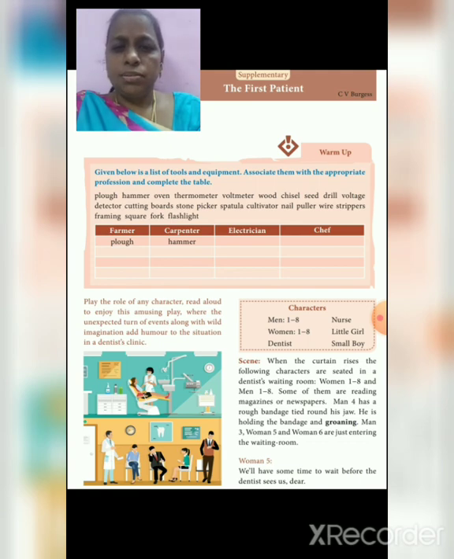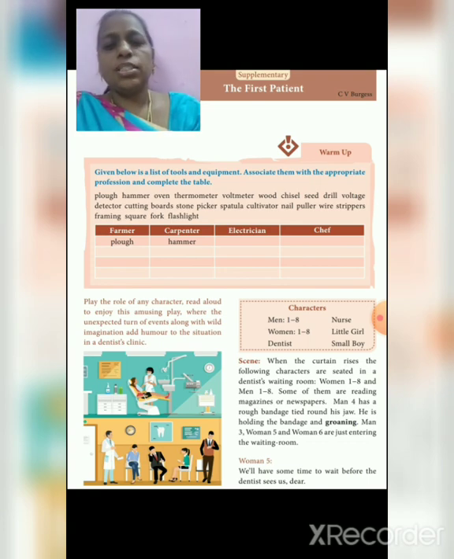C.V. Burgess is a humorous playwright, and his situational humor intensifies the emotions of the characters in the play. His plays usually accommodate a number of characters. This play also has a number of characters. So in this story, 8 men, 8 women, a doctor, a nurse, a little girl, and a small boy are the characters. Okay?